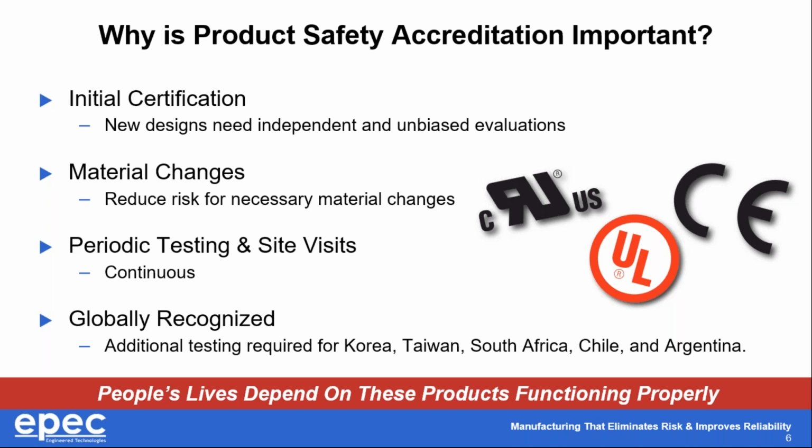This is also important because, as we all know, with the changing supply chain issues that everyone's facing, material changes and obsolescence are inevitable. These product safety accreditations help make certain that if a material is changed, such as a wire jacket, the material change itself will not create an undue risk for either the user, the consumer, or the manufacturer.